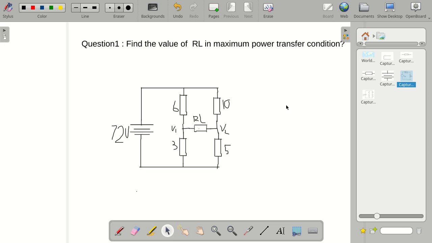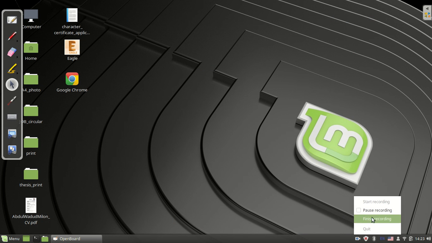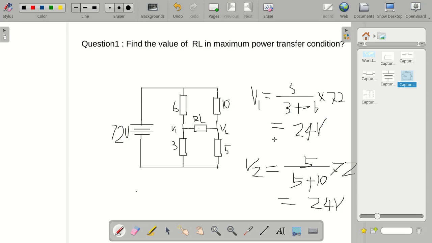So let's start the math. First we have to find out the voltage V1 for this voltage divider. Here we can simply use the voltage divider rule. So V1 is equal to, using the voltage divider rule, 24 volt, and similarly we find that V2 is also equal to 24 volts.